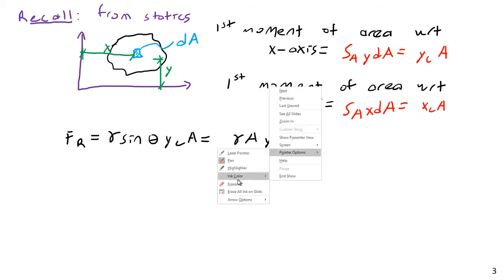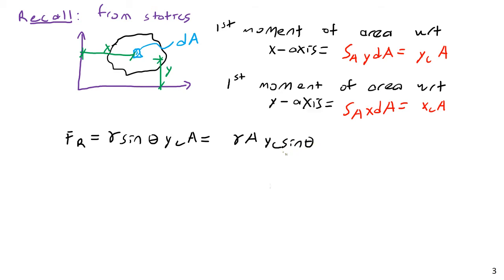I can also realize that y_C sine theta is just h_C, the depth of the centroid. h_C is the depth of the centroid of the area below the free surface of the fluid.